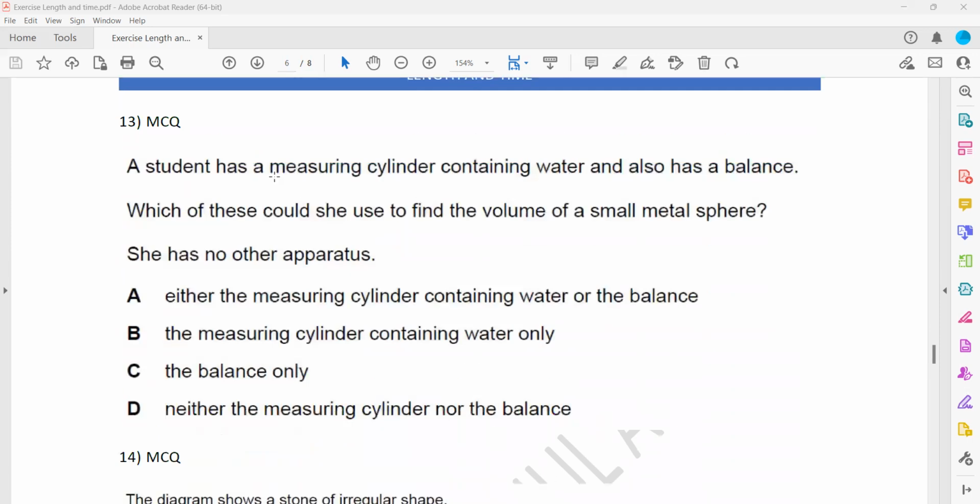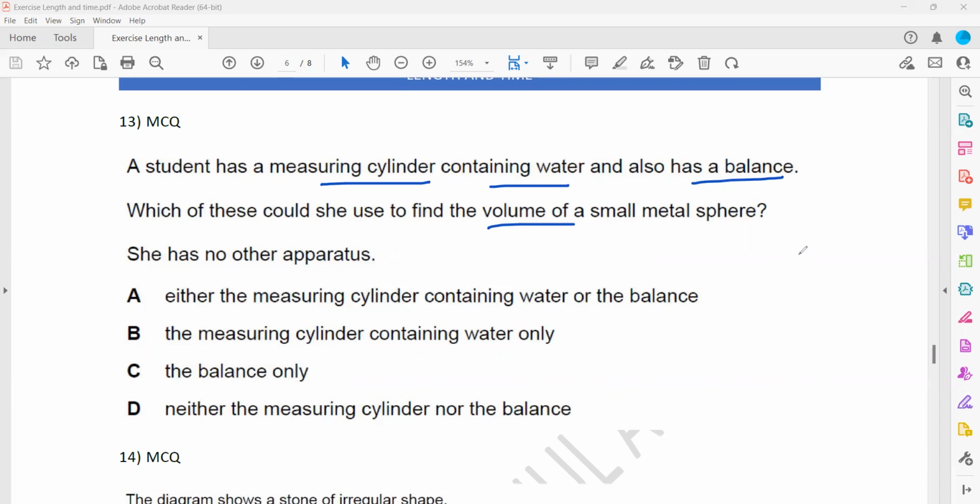In question 13, a student has a measuring cylinder which contains water, and she also has a balance. Which of these could she use to find the volume of a small metal sphere? So what we need is the volume of the sphere. Because a sphere is a regular object, for a regular object we can use a formula.